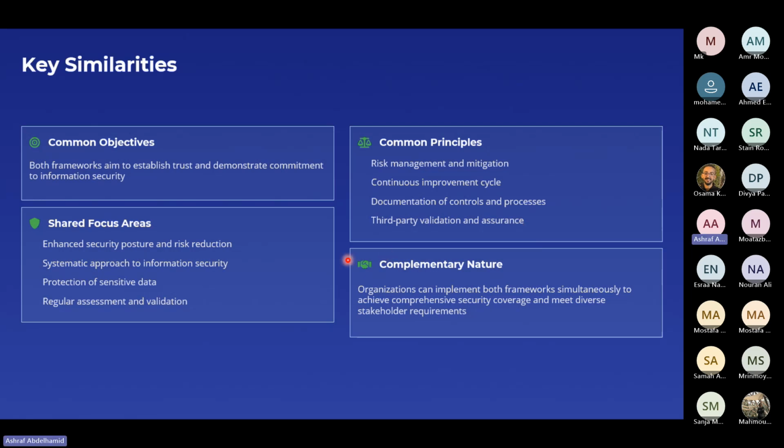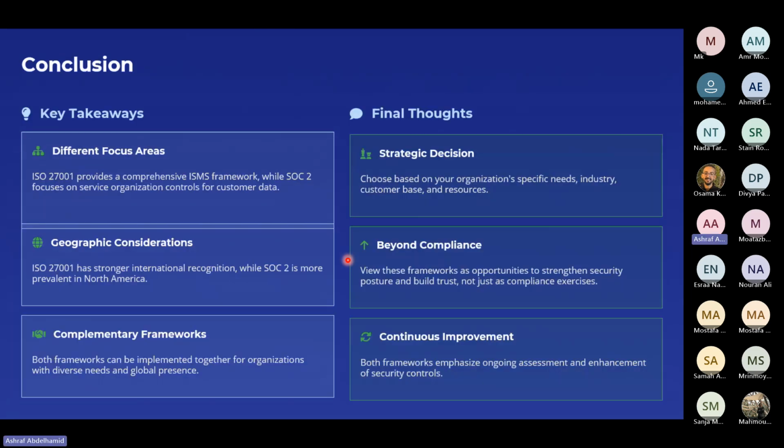Can they complement each other? Of course, they can complement each other. Many organizations adopt both, and when they implement both together, this integration will give a more efficient approach. So in conclusion, we can have some important takeaways from all of this.